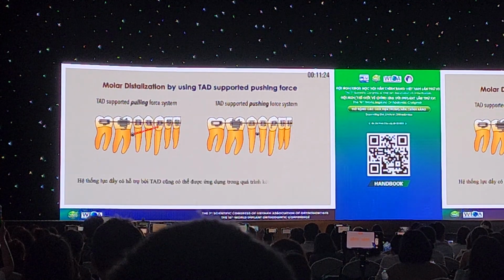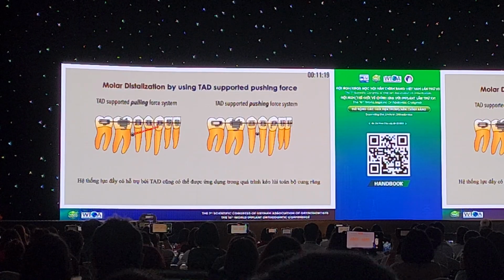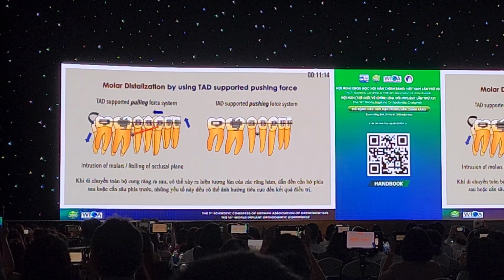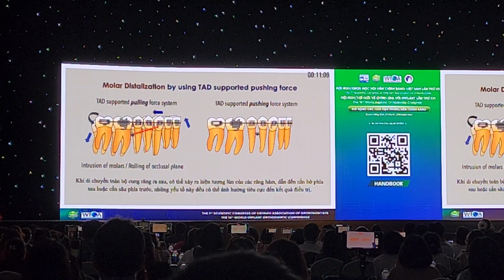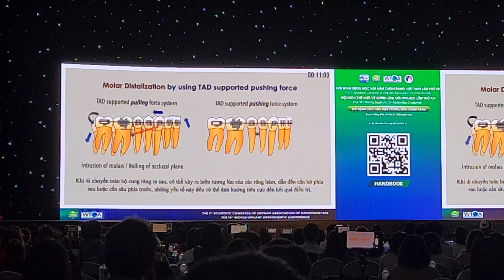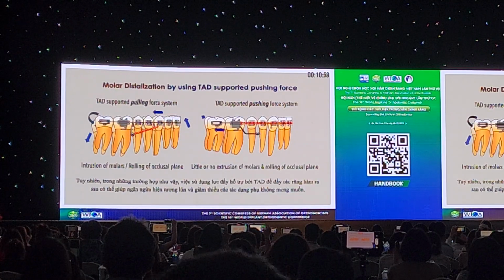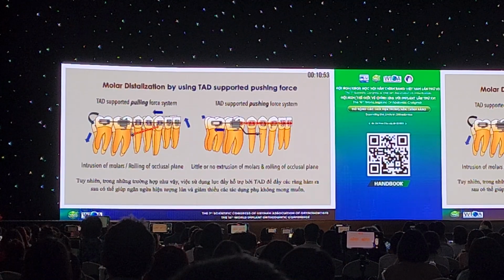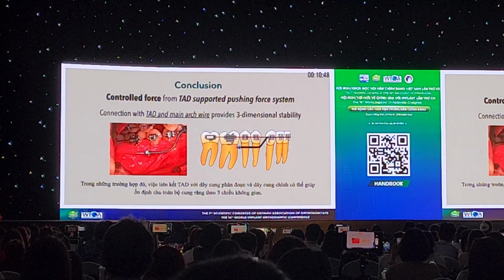The TAD-supported pushing system can also be utilized during the retraction of the whole dental arch. When the entire arch is moved backward, there may be a tendency for the molars to intrude, leading to a potential posterior bite or deepening of the anterior bite, which could be detrimental to treatment outcomes. However, in such instances, employing TAD-supported pushing force to push the molar back can prevent intrusion and this unwanted side effect. I'd like to conclude my lecture.